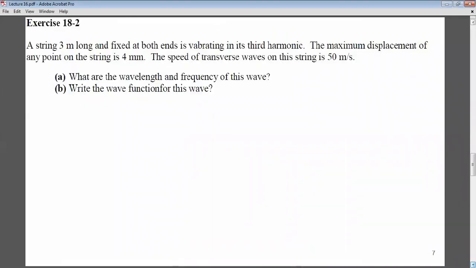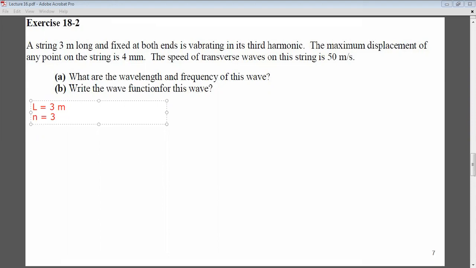A string 3 meters long and fixed at both ends. So again, it is a string. I have the L this time. It is fixed at both ends, so also we have boundary conditions. It is in the third harmonic, so N is equal to 3.